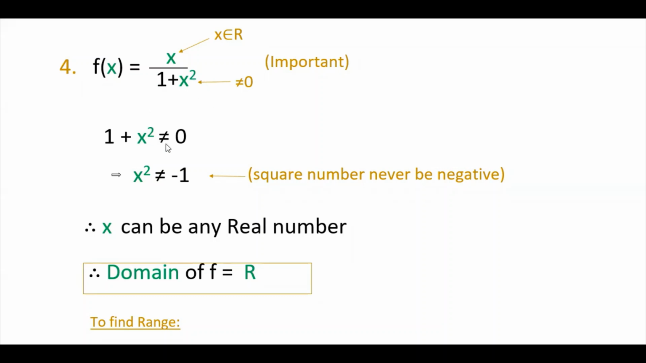Therefore 1 plus x square is not equal to 0. Therefore x square is not equal to minus 1. We know that any square number is never a negative number. So here x can be any real number, because if you apply any negative number, minus 2 whole square, that is 4, again a positive number, and it is never 0. So here x can be any real number. Therefore the domain of this function is equal to R.